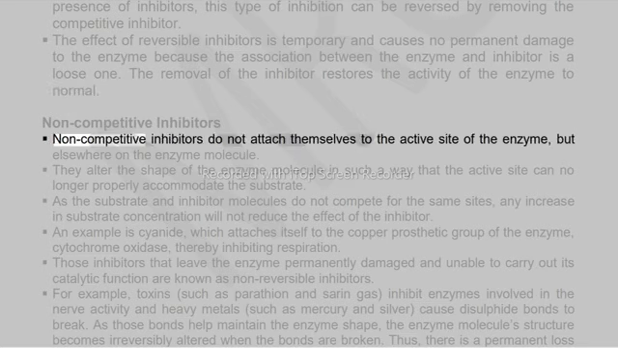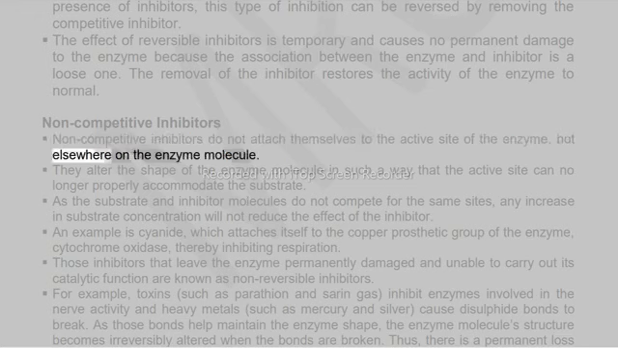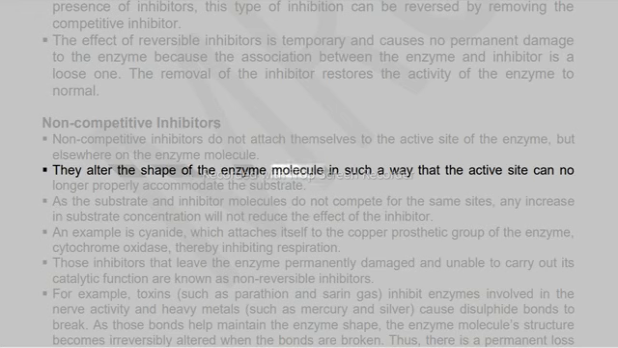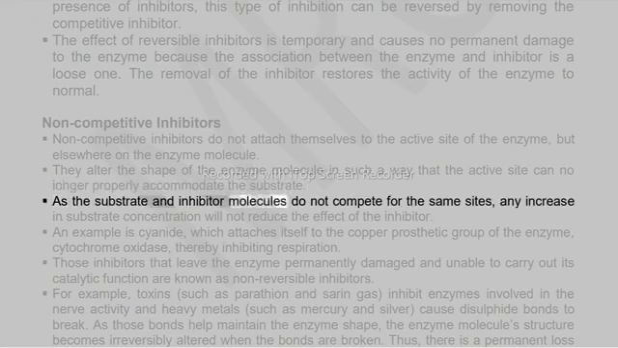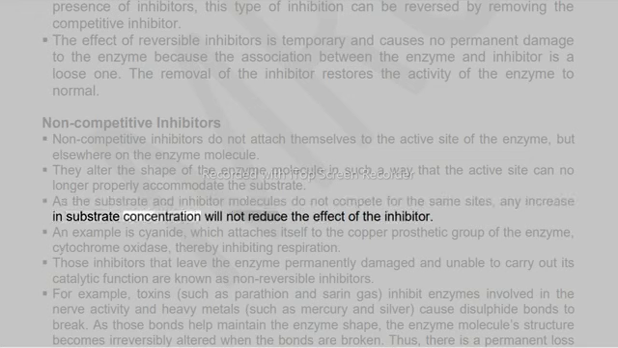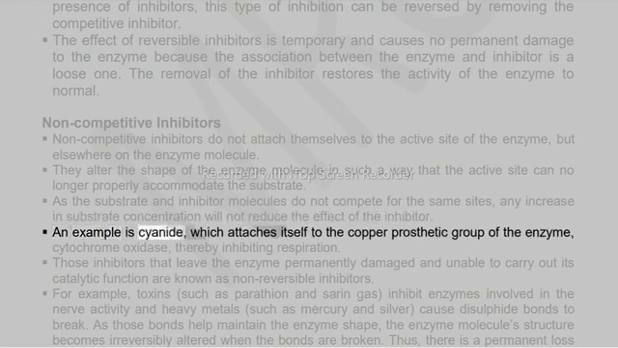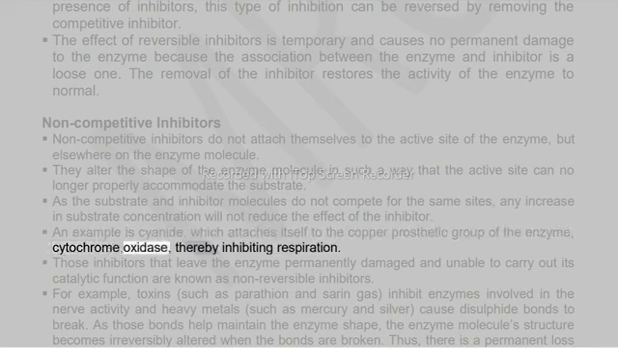Non-competitive inhibitors. Non-competitive inhibitors do not attach themselves to the active site of the enzyme, but elsewhere on the enzyme molecule. They alter the shape of the enzyme molecule in such a way that the active site can no longer properly accommodate the substrate. As the substrate and inhibitor molecules do not compete for the same sites, any increase in substrate concentration will not reduce the effect of the inhibitor. An example is cyanide, which attaches itself to the copper prosthetic group of the enzyme cytochrome oxidase, thereby inhibiting respiration.